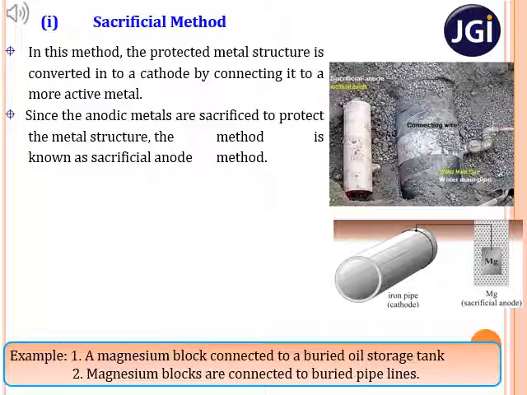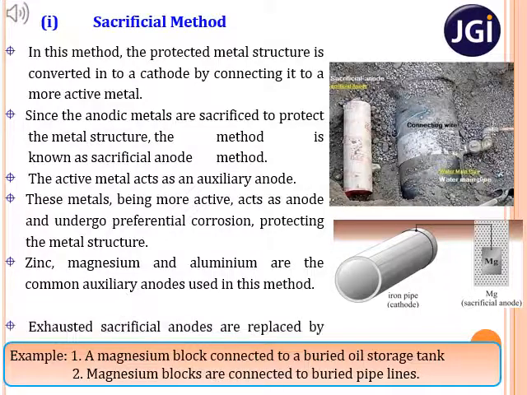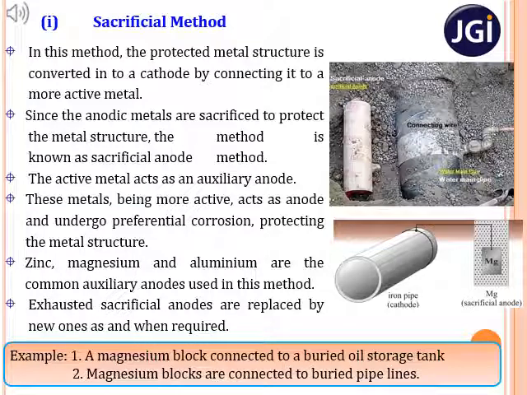Magnesium will sacrifice itself by donating electrons to iron and therefore this method is called sacrificial anodic method. Zinc and aluminium can also be used as anodes to protect iron from corrosion. After continuous usage, the sacrificial anode will get exhausted and hence it is to be replaced with new anodes periodically.